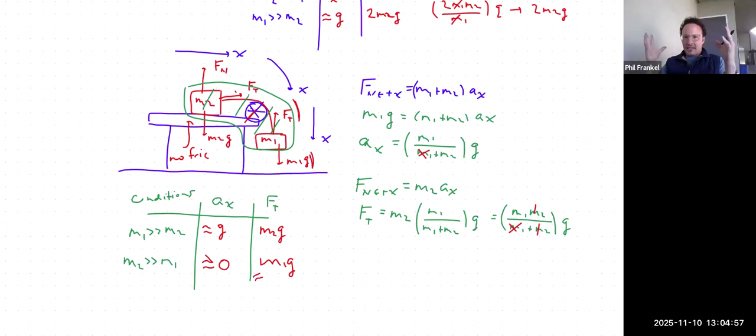So I'm picturing a static system. This huge mass is on the table. This tiny little mass is dangling over. Basically, nothing's accelerating. And the tension force in the rope is basically matching the weight of the little thing, M1, that's hanging over the edge. These formulas we derived, though, apply for any combination of masses. So even if one mass isn't huge compared to the other, you can use these formulas to figure out what the precise acceleration and tension values will be.